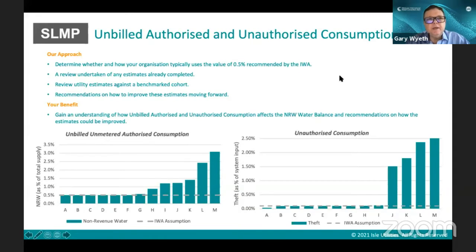One of the things with the NRW water balance is that there are some areas that need a bit of estimating. You can either use the IWA assumptions, which you can see here, which is the dashed gray lines on the two graphs, or as you can see from some of these utilities here, each of these from A to M is a different water utility, and this is part of the leakage benchmarking program.